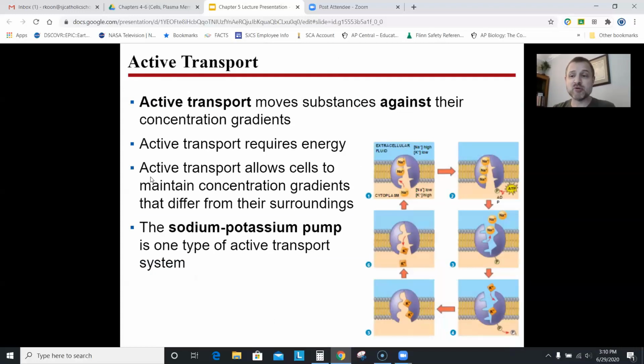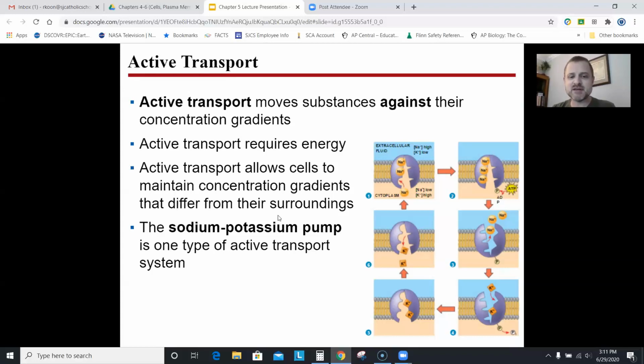So active transport would be the opposite. It would be moving solutes against their concentration gradient. This is gonna require ATP, this is putting perfume back in the bottle. This is not gonna be free. This is gonna be a highly energetic process to move things against the gradient. I wanna go through a couple examples. The AP exam loves to give you examples to analyze.